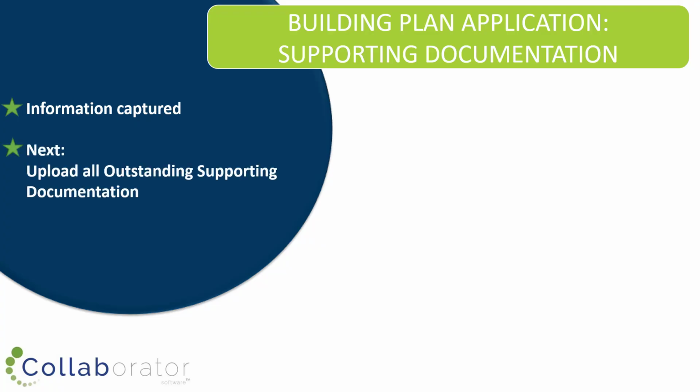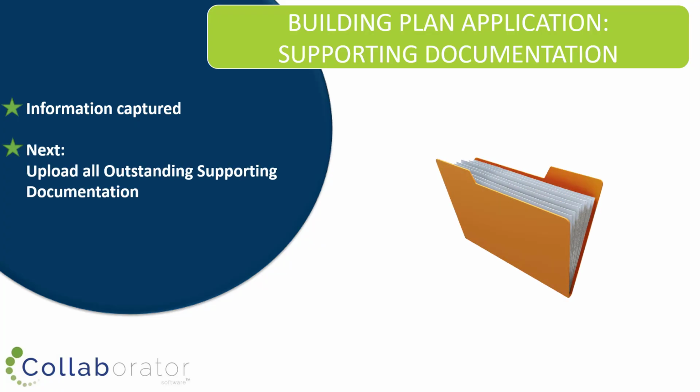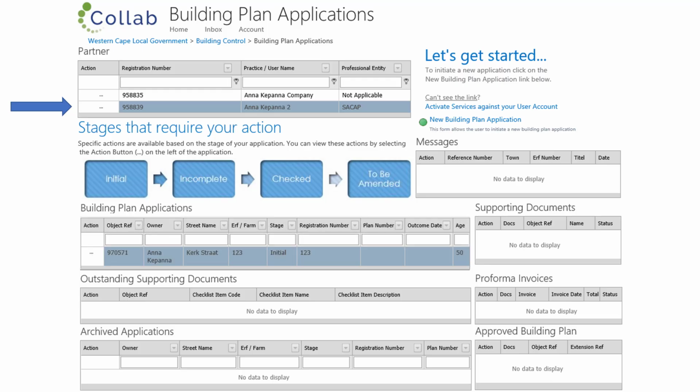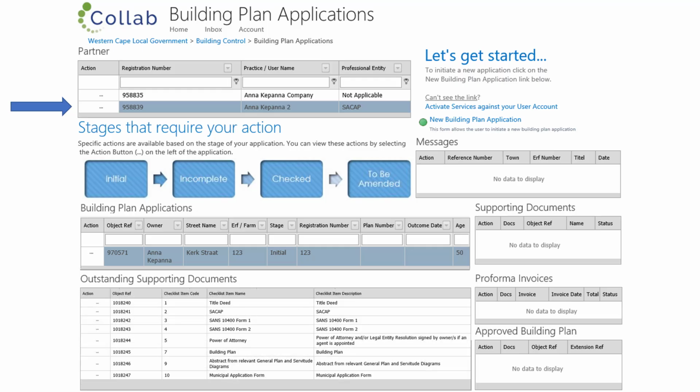Next, you will have to upload all the outstanding supporting documentation required to submit the building plan application. To view your newly created application, click on your partner. Your new application will now be listed under the Building Plan Applications Connecting web part. Your application will now be in the initial stage. Click on the Building Plan application to highlight it in light blue in order to display all the outstanding supporting documentation in the next Connecting web part.